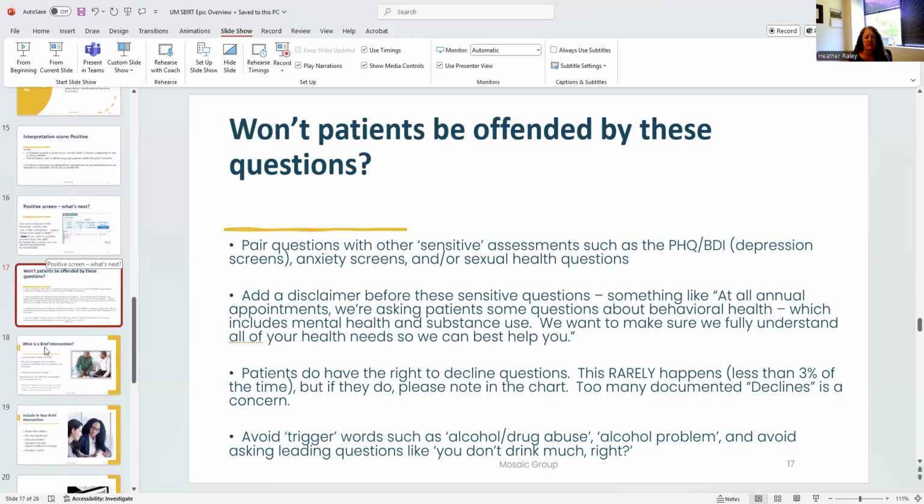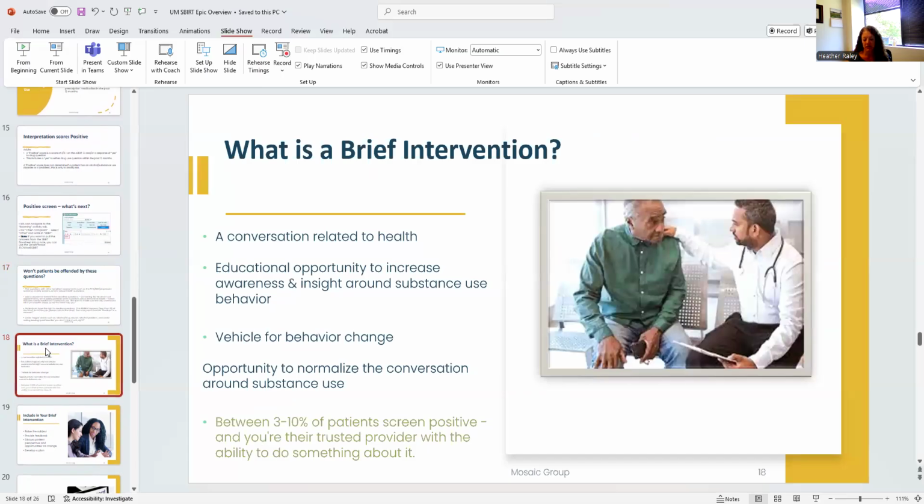So you've got a positive screen. What's next? The brief intervention. This is the provider's responsibility. It's a conversation related to health. They're looked at as educational opportunities to increase awareness and insight around substance use behavior, and they're a vehicle for behavior change. So this really is aimed at normalizing the conversation, right? Just as we're going to talk to the patient about their other medical issues, about other chronic illnesses, of which substance use disorder is one.